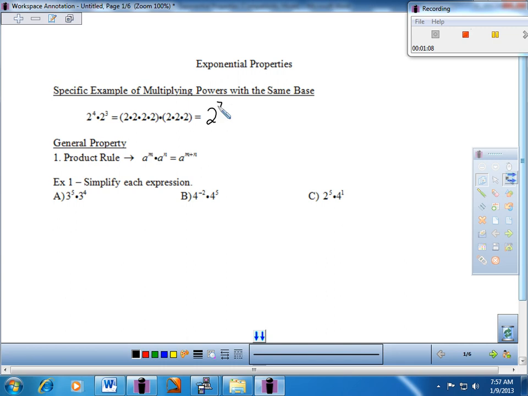And so you can see that 2 to the 4th times 2 to the 3rd produces 2 to the 7th, and then the question would become, what can I do with these exponents to shortcut this? Well, as you all know, when we multiply powers with the same base, I add the exponents. 4 plus 3 gives me my 7 right there. And so the very first property that we're going to take a look at is what's called the product rule. If everyone can box that up for me, that would be great.